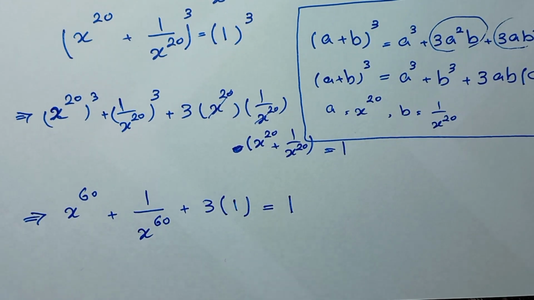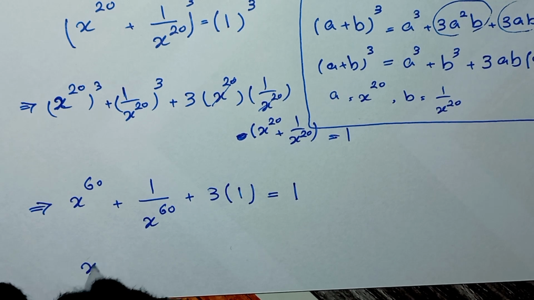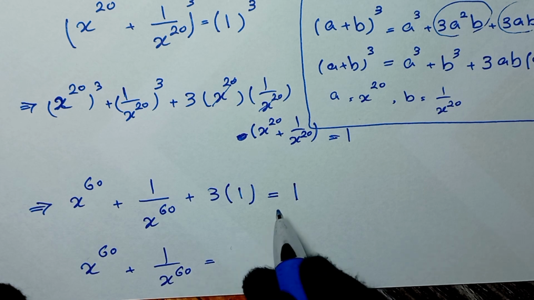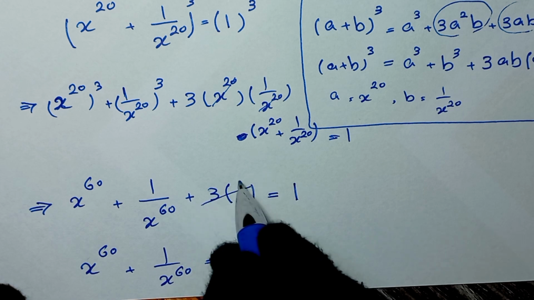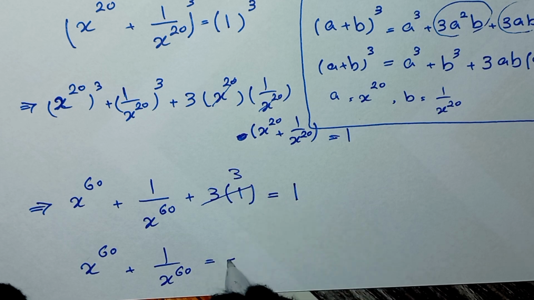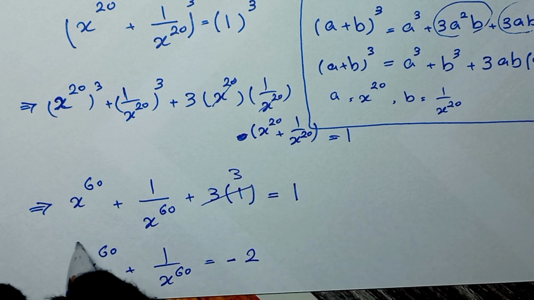And it will be x to the power of 60 plus 1 over x to the power of 60 is equal to, this is equal to 3, and we take this to this side, and it will be 1 minus 3, and it will be negative 2.